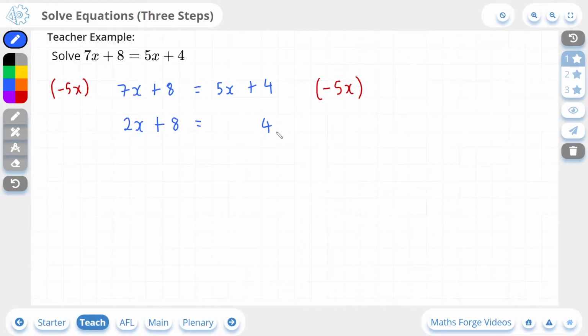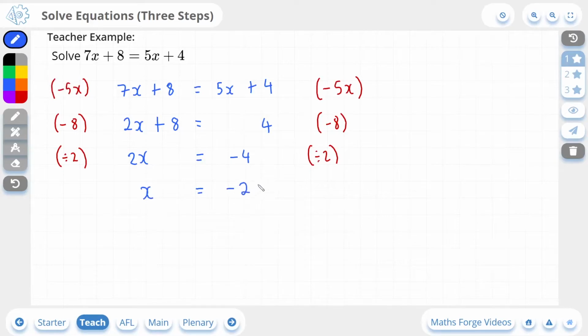This now just becomes a regular two-step equation that we can solve. So I'm going to get rid of my plus 8 first by doing minus 8 on both sides. This is then going to leave us with 2x on the left, and on the right, 4 minus 8 is negative 4. And for the final step to get rid of this 2, that's being multiplied to the x, we're going to divide by 2 on both sides. Divide by 2, divide by 2. And this is going to leave us with x is equal to negative 2, because negative 4 divided by 2 is negative 2. And if we check our answer, there it is.